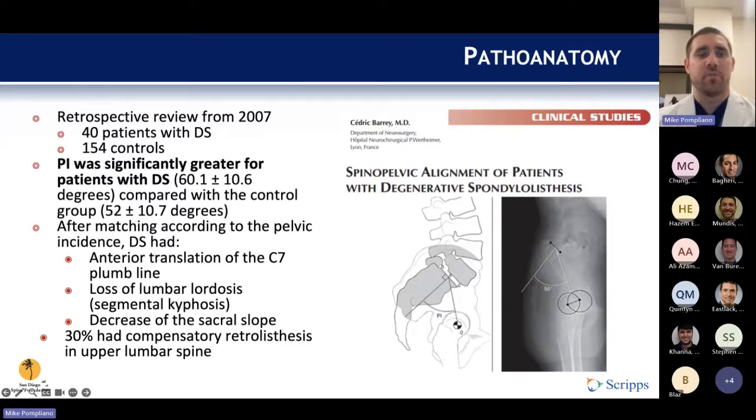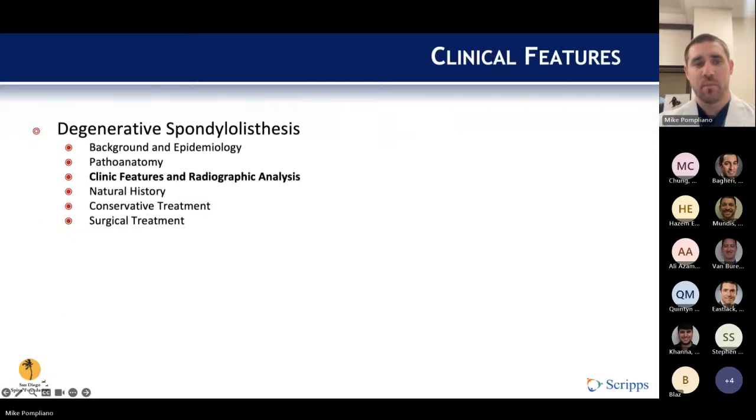This is a retrospective review from 2007, which showed 40 patients with degenerative spondylolisthesis compared to 154 controls. They found that pelvic incidence was significantly greater for the patients with degenerative spondylolisthesis. And then after matching for the pelvic incidence, they found an anterior translation of the C7 plumb line, loss of lumbar lordosis, as well as decrease of the sacral slope. And then they also noticed that 30% had compensatory retrolisthesis in the upper lumbar spine.